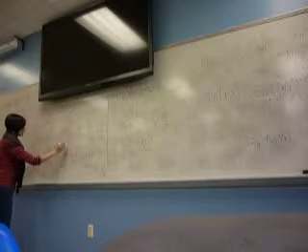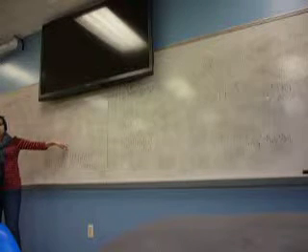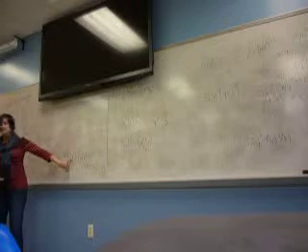So these are your conditional expectations. This is your unconditional expectation of x. So your unconditional expectation is just a weighted average of your conditional expectations. You weight it with the probability that y takes these values.